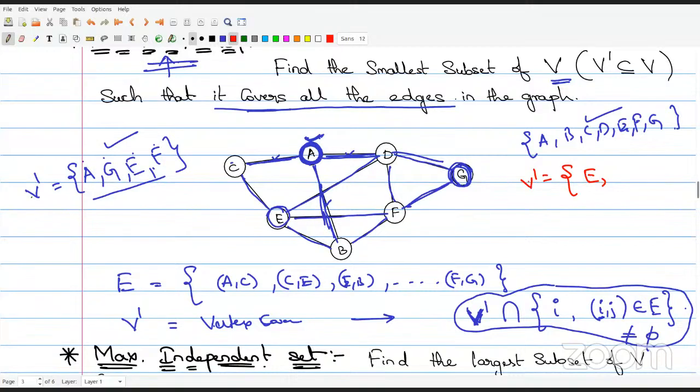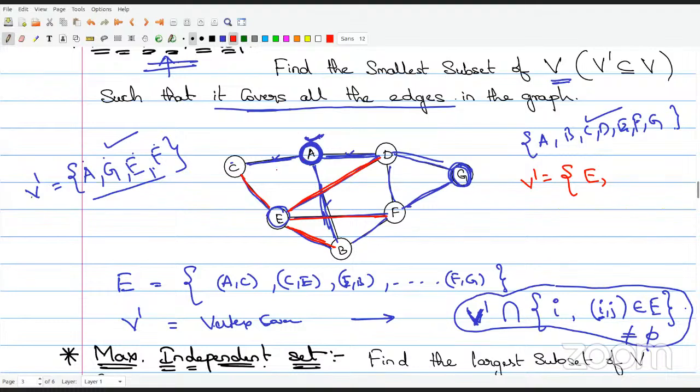Let's pick E. So once I pick E, this is covered. This is covered. This is covered, and this is covered. So now I can pick D, F, anything. You pick D now. Also look at these things. This edge is left. So at least C or A should be in our vertex set. For this particular edge, C or A must be in my vertex set.